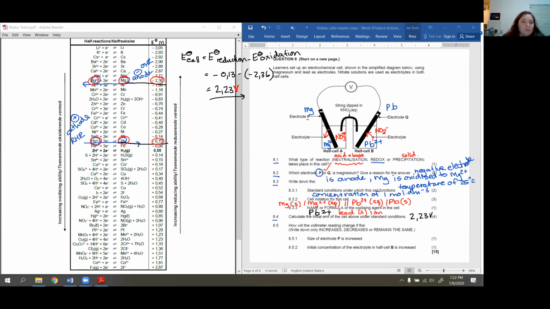Your overall reaction would be your OHR read that way, your RHR read that way. I find that if I skip steps, I mess up. So this isn't part of your question, but this would be magnesium going to magnesium 2 plus 2 electrons, and your RHR would be Pb2 plus, picking up 2 electrons and going to Pb. Since we got the same number of electrons, we don't have to multiply anything. So here we'd have magnesium plus Pb2 plus going to magnesium 2 plus Pb.